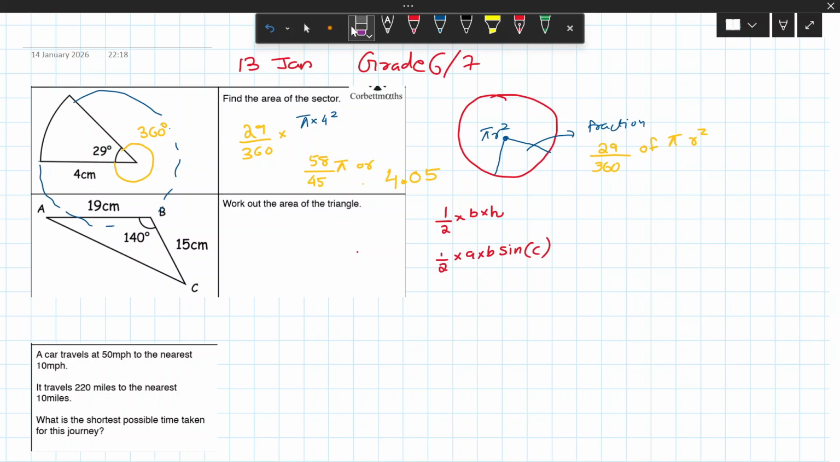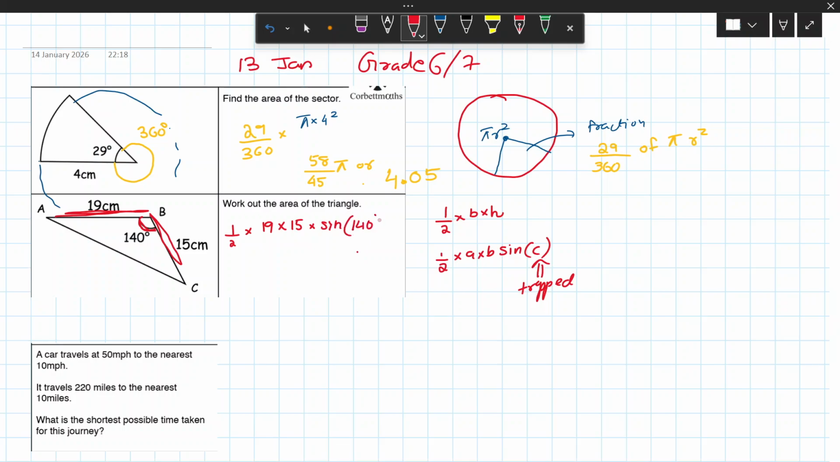When you're using this formula, if you have to use the second version, the trigonometric version, ask yourself, do I know a trapped angle? This C has to be the trapped angle or the sandwiched angle. Here you do have the 140, which is being sandwiched by the 19 and the 15. So that would be half times, the sandwiching sides, which is 19 times 15, times sine of the angle 140.